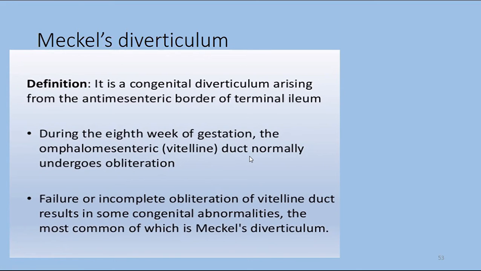So as the fetus grows older and the gut actually develops, it should undergo obliteration during the 8th week or the second month of your fetal life. However, if there's failure or incomplete obliteration of the vitelline duct, some congenital abnormalities occur. The most common of which is the Meckel's diverticulum.